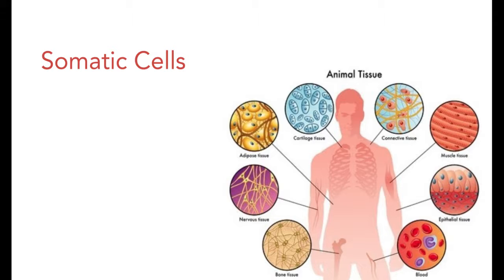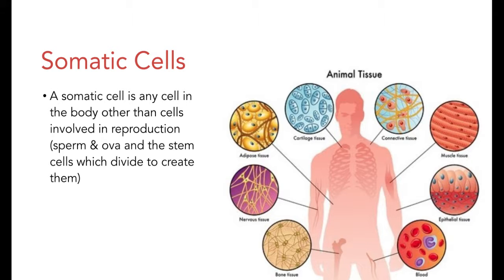So let's start with somatic cells. Basically, these are pretty much all of the diploid cells in your body, apart from your two gamete cells. So that's the haploid sperm and the haploid ova, as well as the stem cells which divide to create them, okay? So sperm, ova, and the stem cells which make them aside, so that's the cells involved in reproduction, every other cell in your body is diploid. It has 46 chromosomes, and we call these somatic cells.